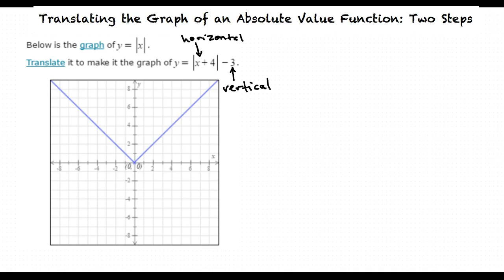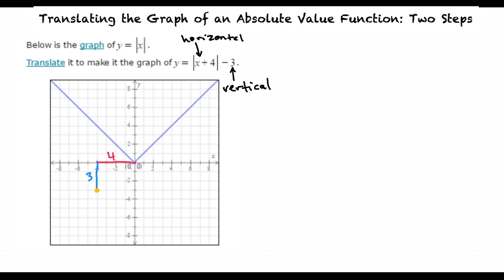That means you will already know how to translate this function. Based on your knowledge of translation, how would we translate this? It looks like this graph moves 4 units to the left and 3 units downward. You're right. Once this graph is in its new location, its function will be y equals the absolute value of x plus 4 minus 3.